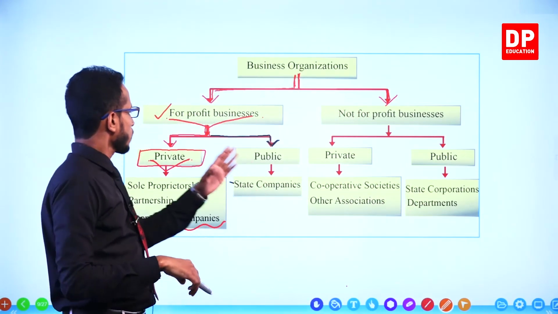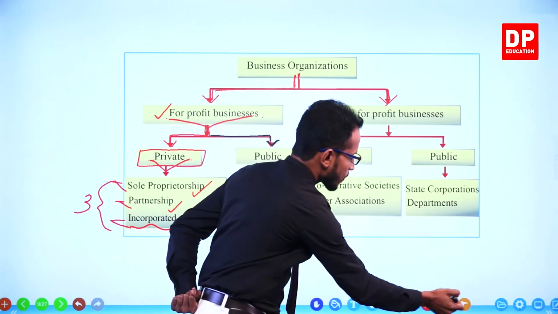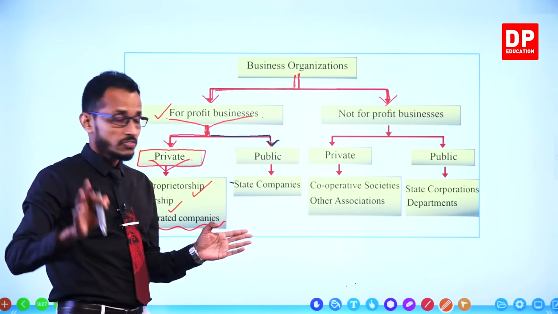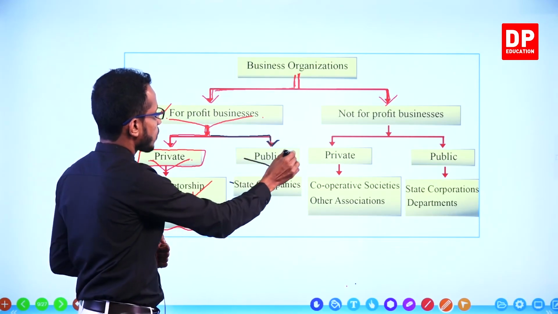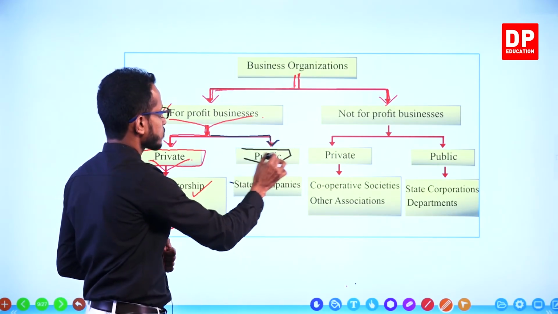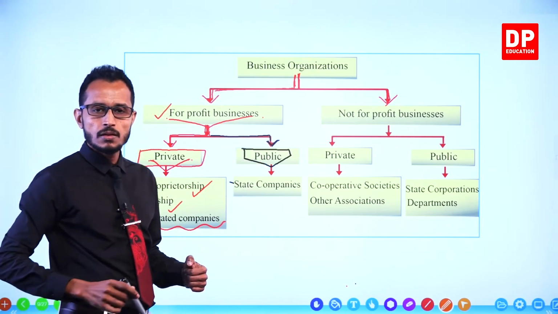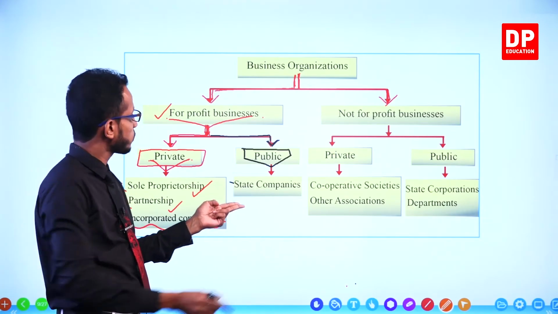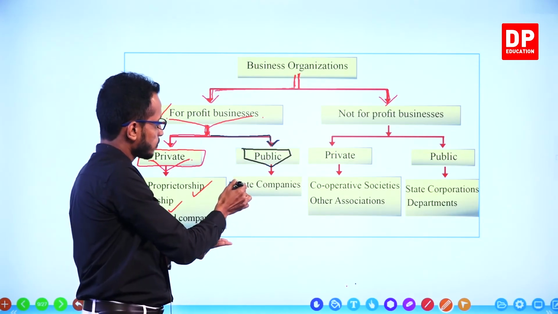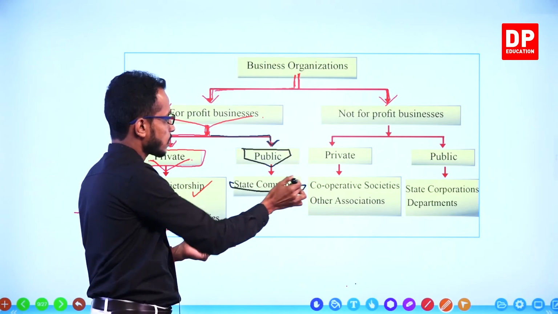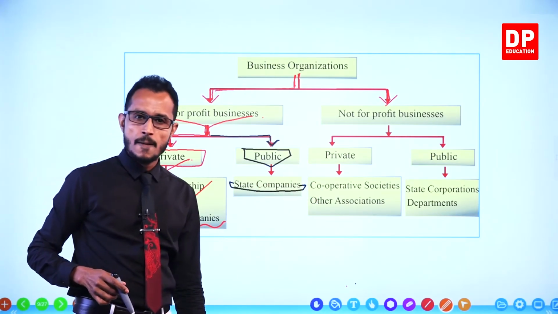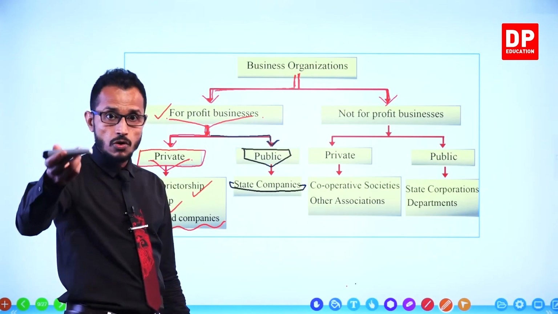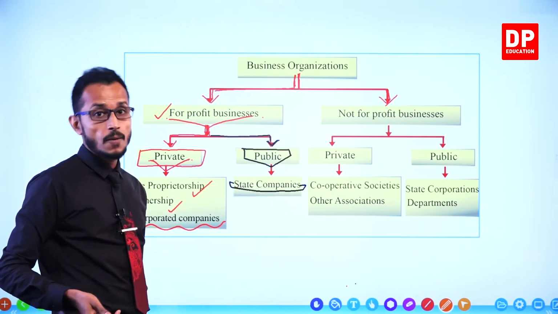Okay, let's go and see what profit motive public sector businesses are. Public sector profit motive. Only one. State companies. We'll go into detail as we move on and learn about these companies.